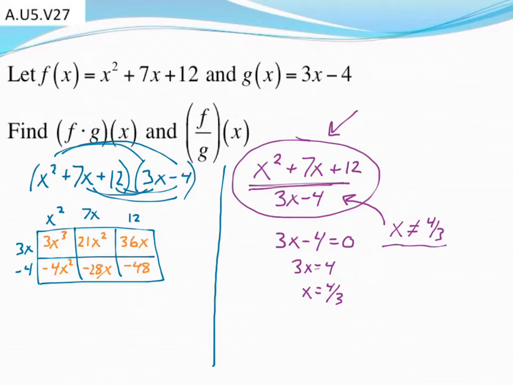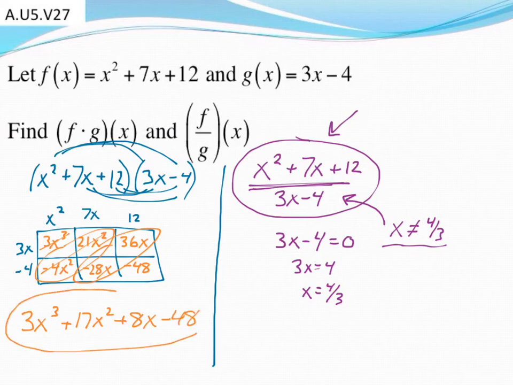Once that box is filled up, I want to look for any like terms and get those added together to get my final answer. So 3x to the third, if I write this in descending order. My x squared terms are right there, so 21x squared and negative 4x squared add up to a positive 17x squared. Next up, my x terms are right there. 36x minus 28x is a positive 8x. And then finally, that constant of negative 48 will just go to the end. So there's my new function once I multiply together the g and the f functions.